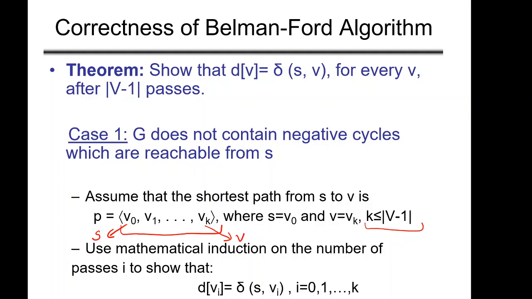So we will say that for i equal to 0 to k, we have d of Vi is equal to the shortest path weight from S to Vi, for all i from 0 to k. Now we will use mathematical induction on the number of passes i to show that this equality holds.